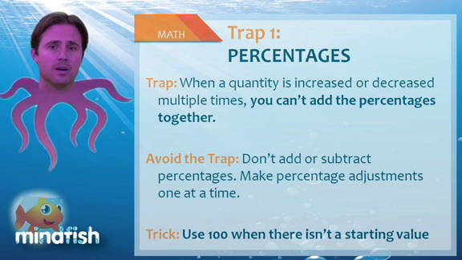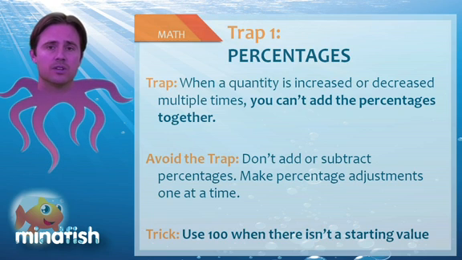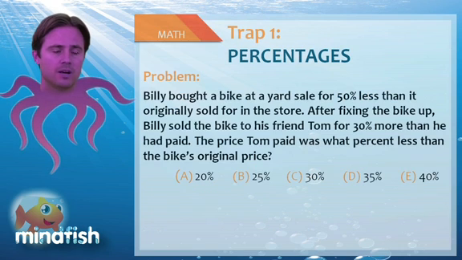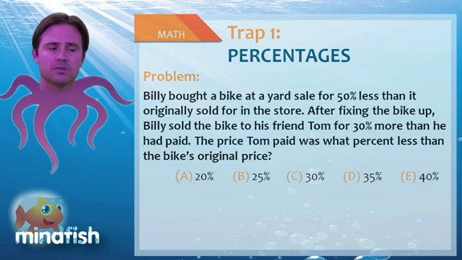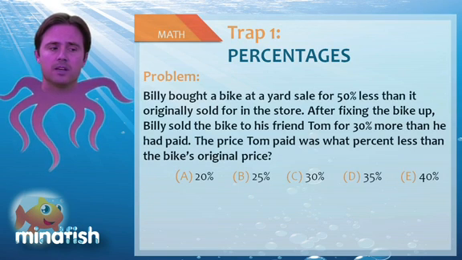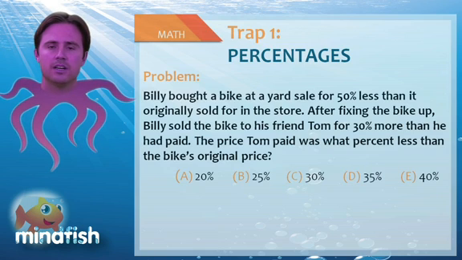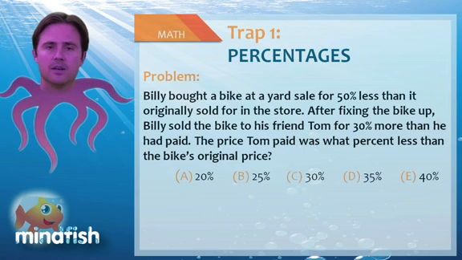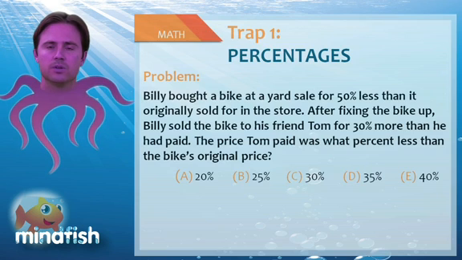So let's take a look at a problem dealing with percentages and learn how to do it correctly. This problem says that Billy bought a bike at a garage sale for 50% less than it was originally sold for. After fixing up the bike, Billy sold the bike to his friend Tom for 30% less than he had paid. The price Tom paid was what percent less than the bike's original store price?